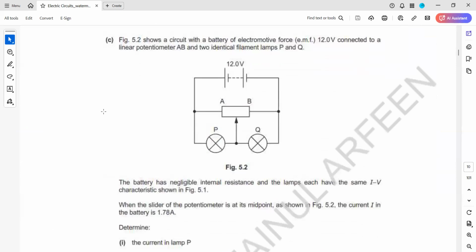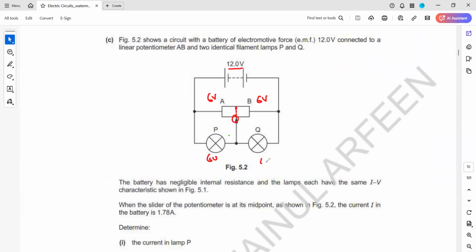The next is a potential divider circuit. A circuit will divide the potential. So if the movable part is exactly at the center, midway between A and B, and it's a 12-volt supply, 6 volts will be here and 6 volts will be here, because this potential divider circuit will divide the voltage.